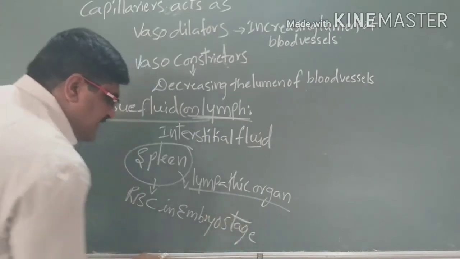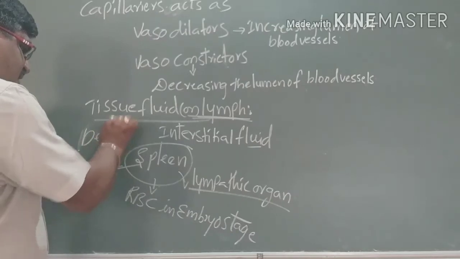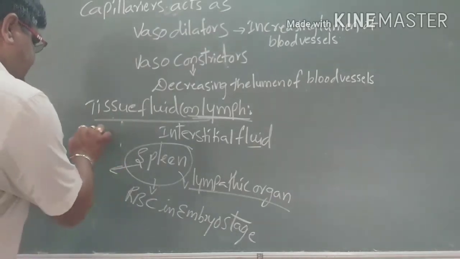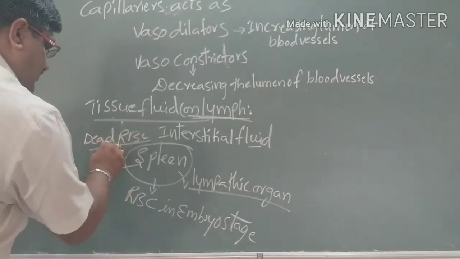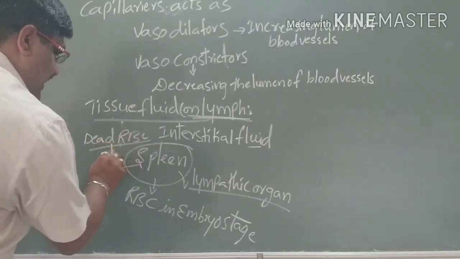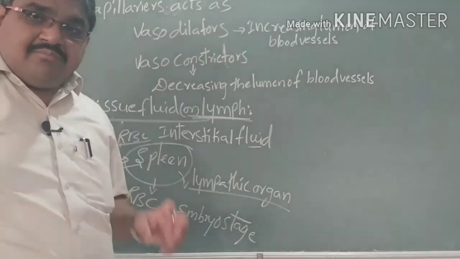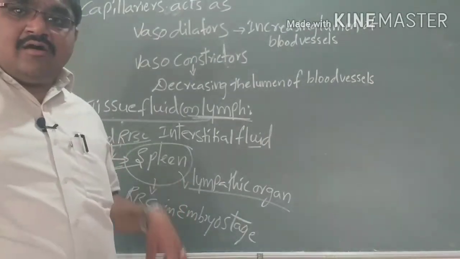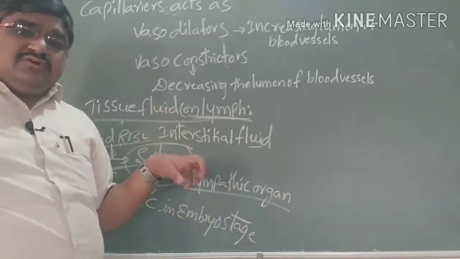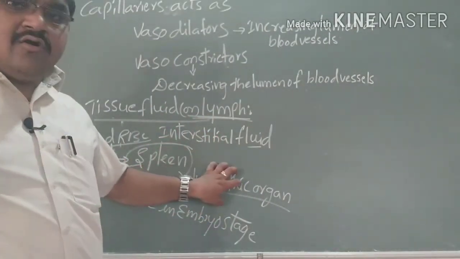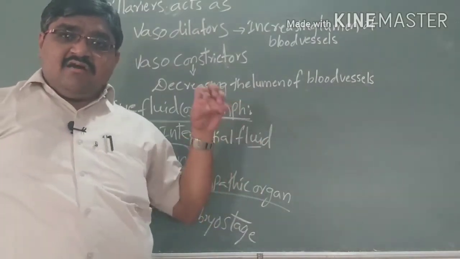And also the dead RBC, that means the RBC whose lifespan is completed, enters into the spleen. We can call the spleen the burial ground or graveyard of the RBC, where they are decomposed and destroyed. And this spleen, as a lymphatic organ, will produce antibodies which fight against harmful germs.